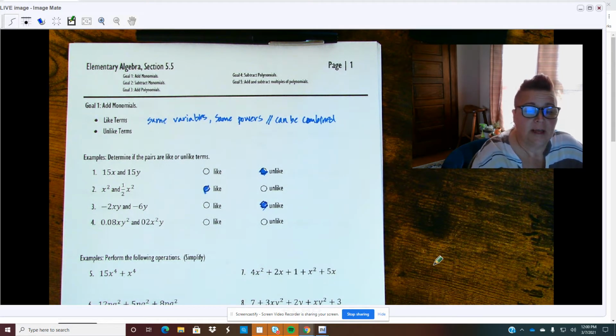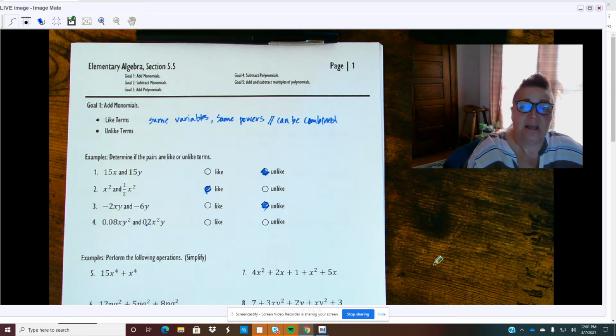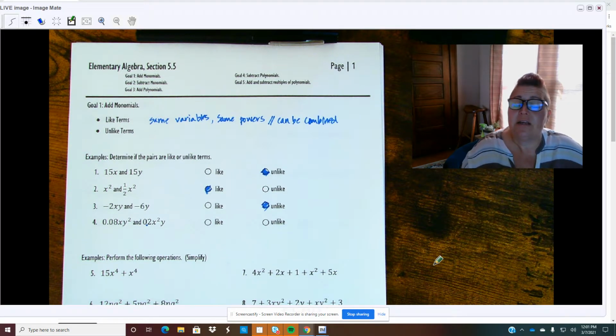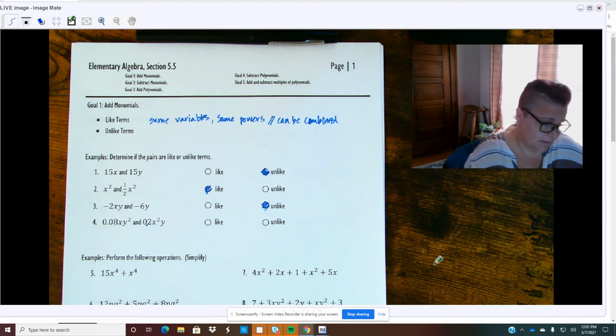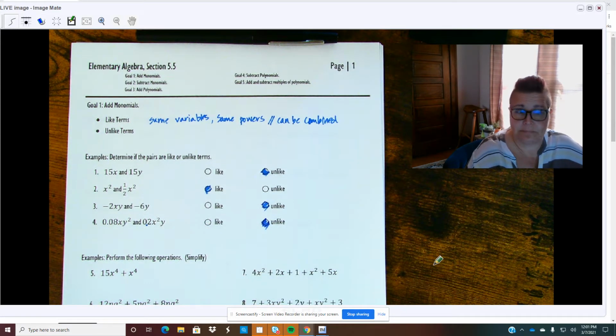A 0.5xy squared and I think that was 0.2x squared y. The same variables are there, the x and the y, but one is to the first power, just a singular x, and a y to the second power, and the other one is an x to the second power y to the first. Because we've switched up the exponents there, these would be considered unlike terms.